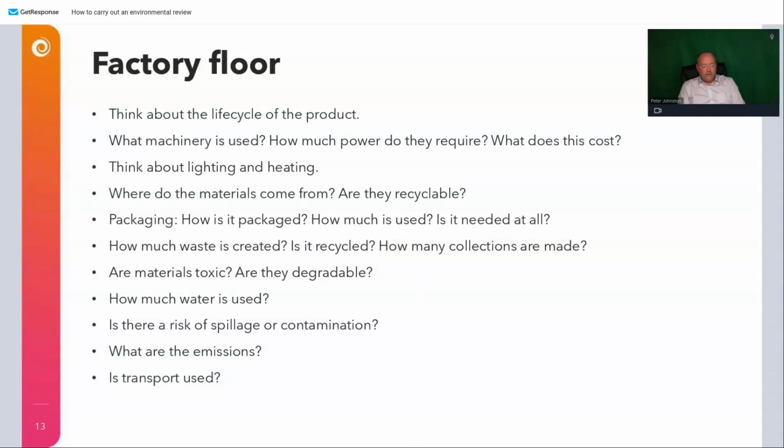Have you got a spill kit ready so that in the event that it does have a hydraulic hose burst or it drops some diesel on the floor, how are you going to clean it up? What are you going to do with it? What are the emissions and what kind of transport? They're the kind of things, again, if I was given the task of going into a factory and starting to consider an environmental review, that I would be looking for.